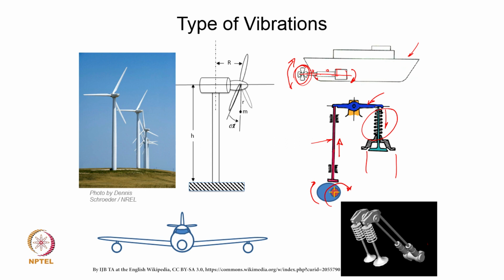So, what we have seen through this variety of examples is that the same system can exhibit different kinds of vibration. It could be torsional, it could be longitudinal, it could be bending, and for each of these we need to model the same system in a different way in terms of the parameters. Okay.